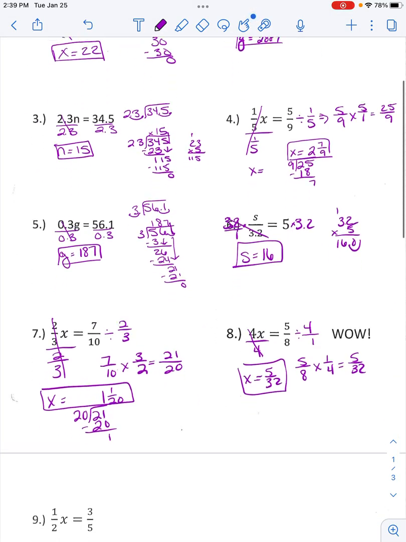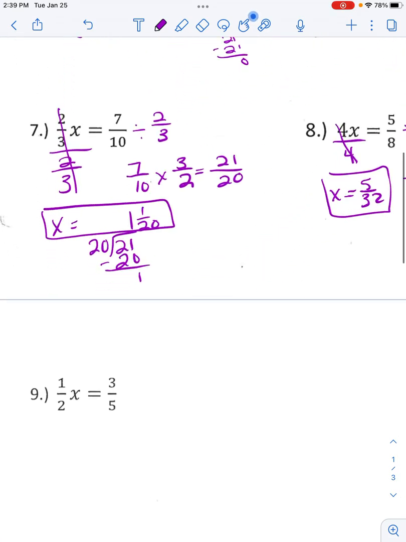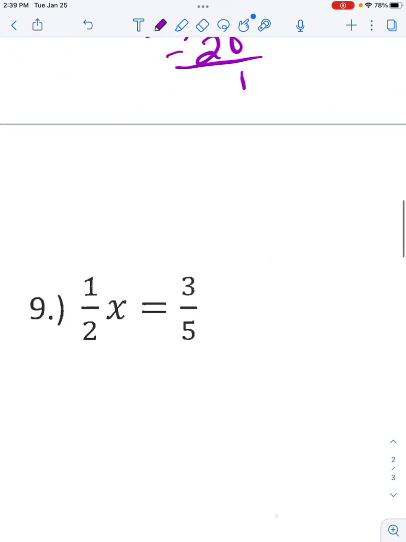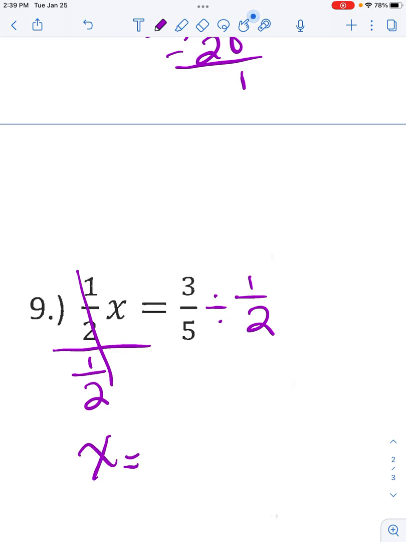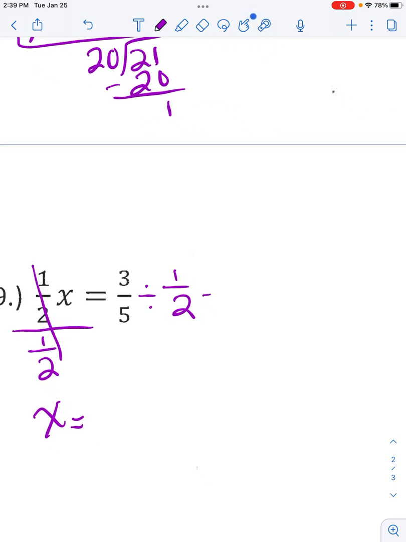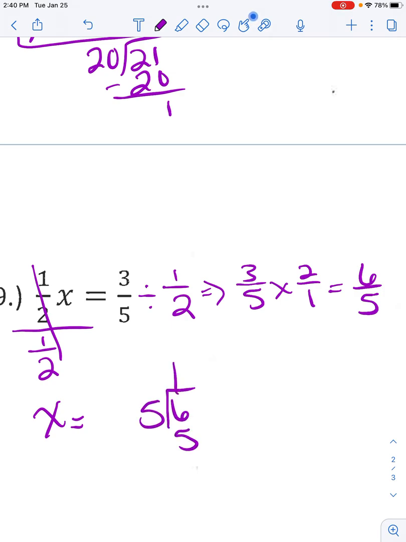We have one more on the back. A number next to a letter means multiplication. The inverse of multiplying would be dividing both sides. And again, we do not divide fractions. We keep it, switch it, flip it, and multiply straight across. That is improper, so we're going to change it into a mixed number and get 1 and 1/5.